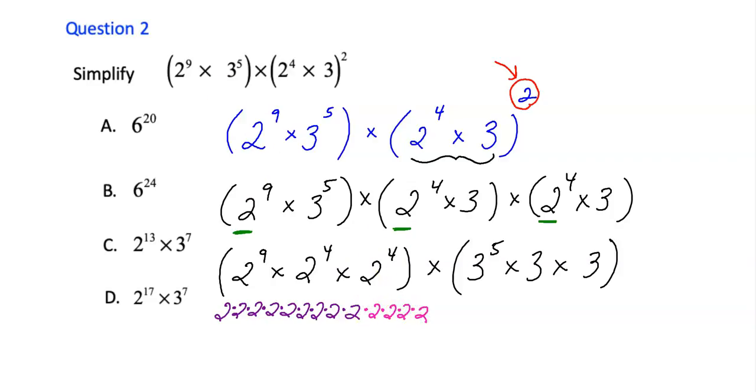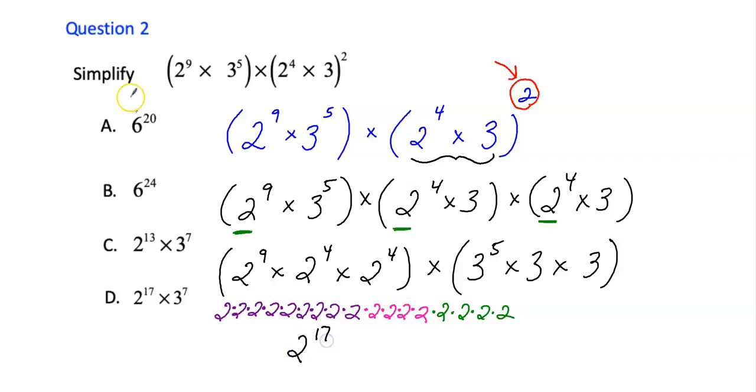And 2 to the 4th again, from here. How many times in total is the 2 multiplied by itself? 1, 2, 3, 4, 5, 6, 7, 8, 9, 10, 11, 12, 13, 14, 15. Let me start that again. 1, 2, 3, 4, 5, 6, 7, 8, 9, 10, 11, 12, 13, 14, 15, 16, 17. So when I multiply this all out, I get 2 to the 17th.